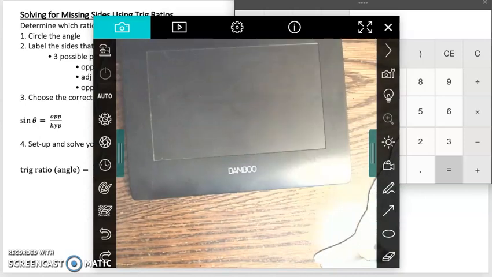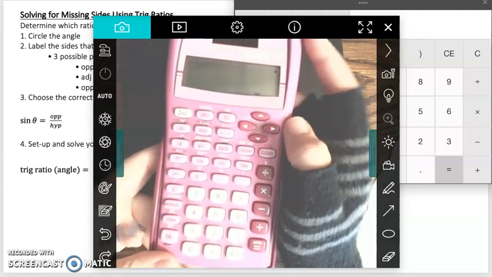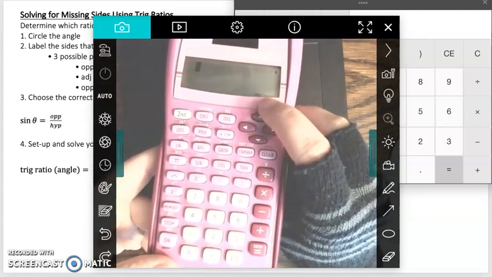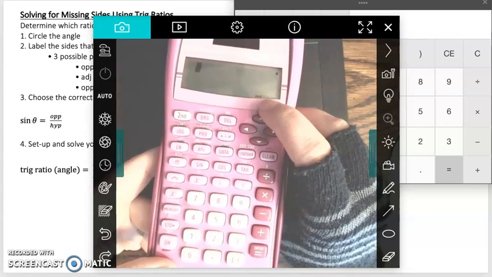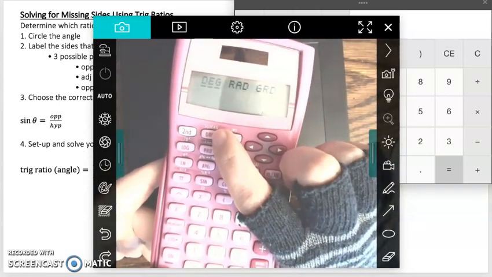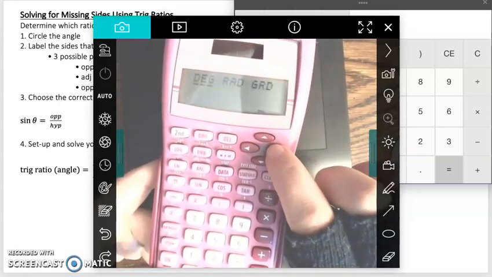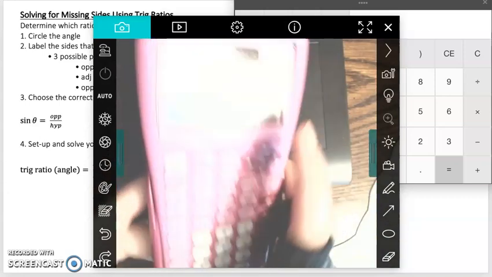Some of the calculators you're able to actually just see that it's on degrees. So if I look at this one that we use in class, down in the corner there, you see a little DEG, that means we're using degrees. And this one doesn't have a mode menu, but it's this button right here, the DRG one. So degrees, radians, I actually don't know what GRD stands for, but degrees is what we should be in.